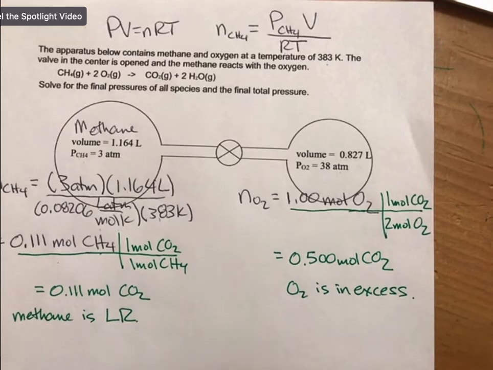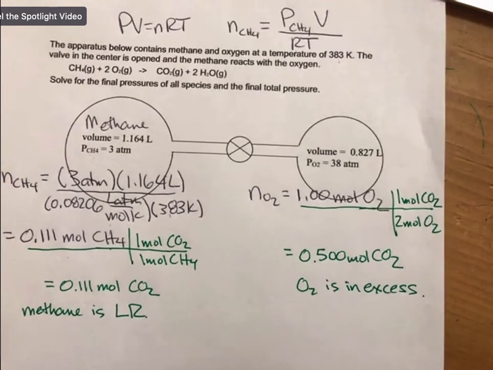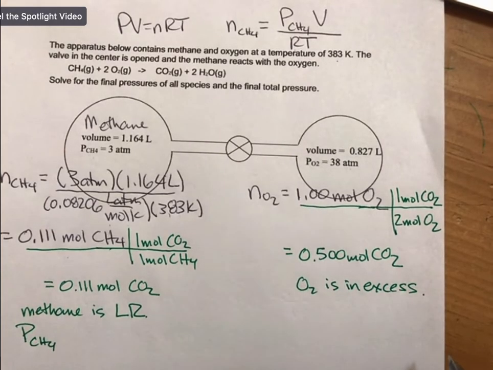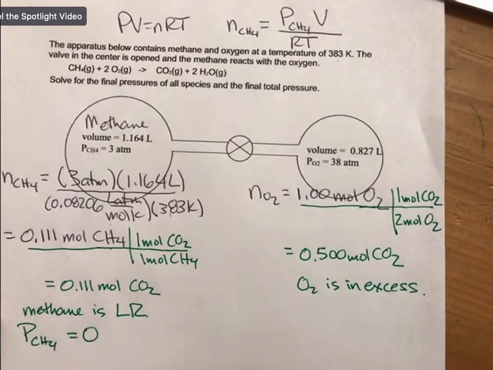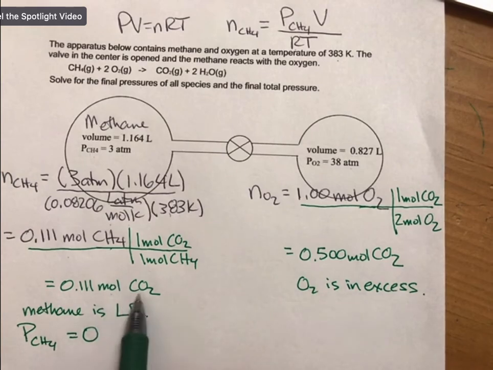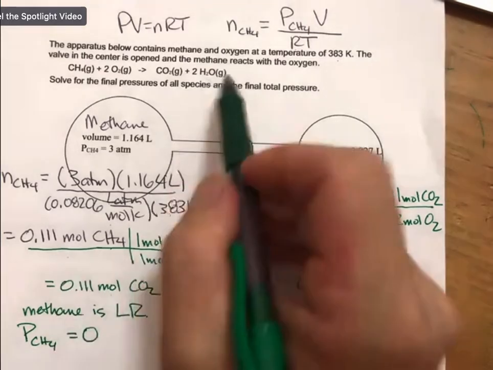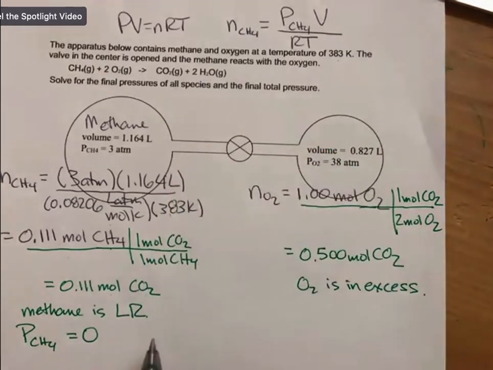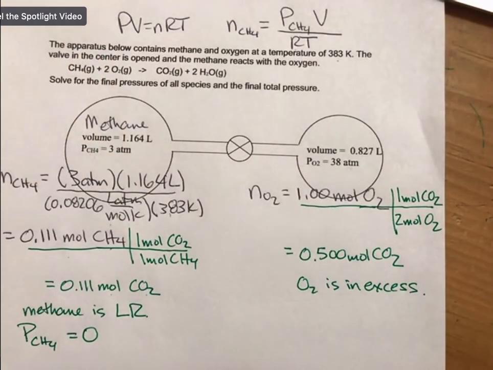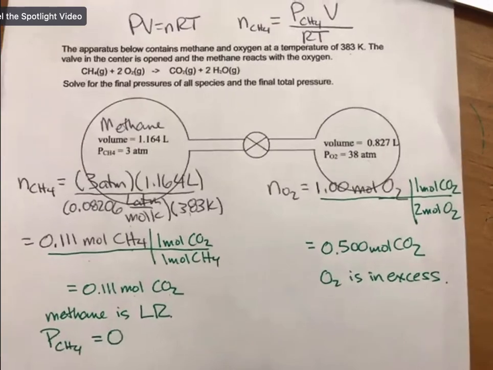We're going to say something else about this too, by the way. Since methane is our limiting reactant, since we ran out of methane, the partial pressure of methane will be 0. We still have to figure out what the partial pressure of our oxygen is. We still have to figure out what the partial pressure of our carbon dioxide is, since that's a gas. And we also have H2O gas. So we still have 3 gases to do. But one thing we can say for sure is there's no methane left over, so there's no pressure. Any questions so far?